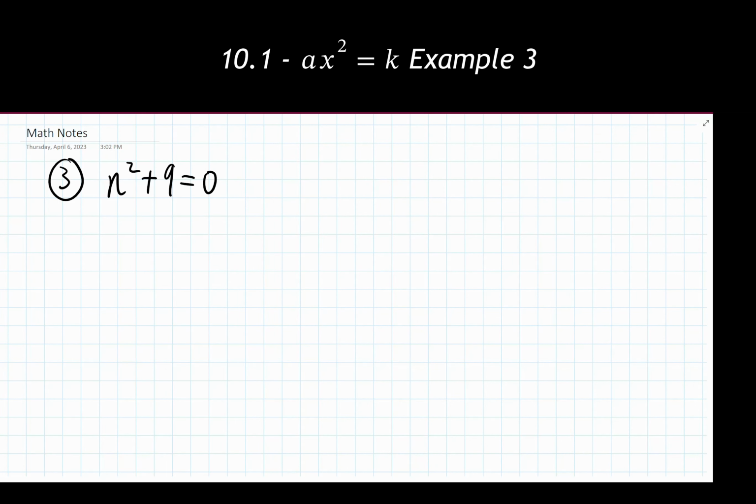Our final example for the first set of examples that we're going to take a look at has us working with n squared plus 9 equals 0. So like we did with our last two examples, we want to get the squared term, the quadratic term, all by itself. So I'm going to do that by subtracting 9 from both sides to get rid of this constant term. I get a result of n squared equals negative 9 from there.